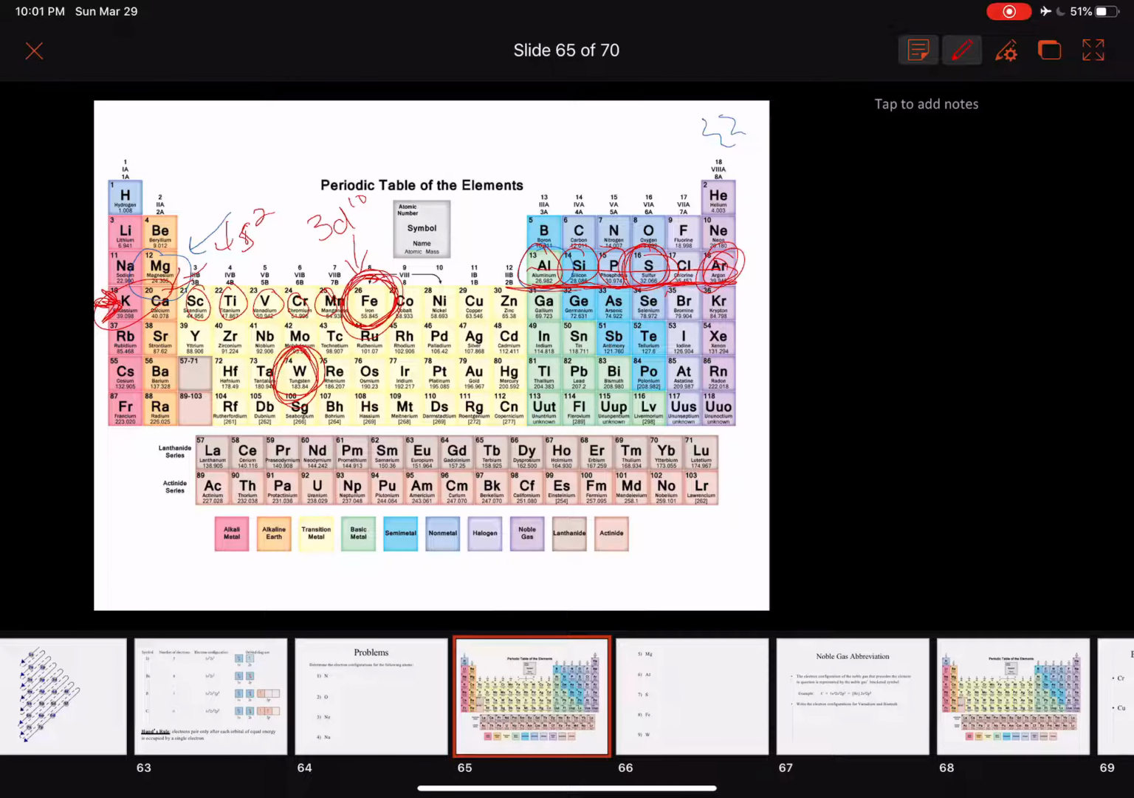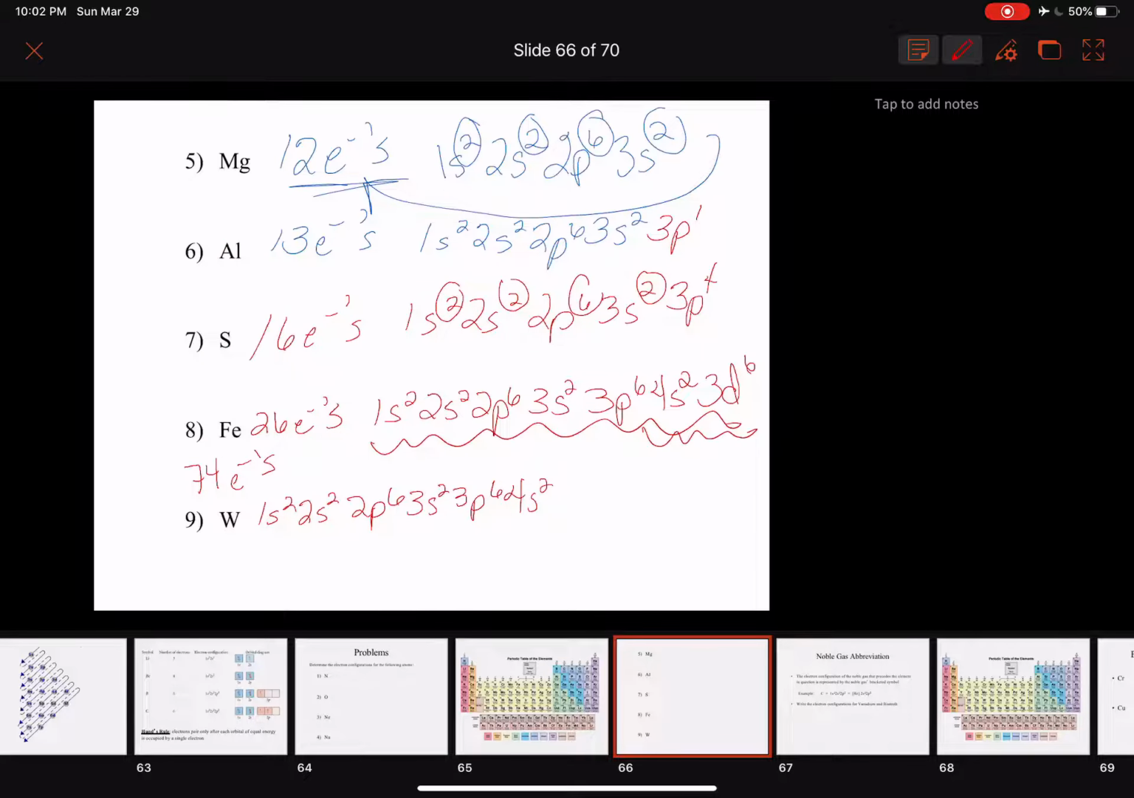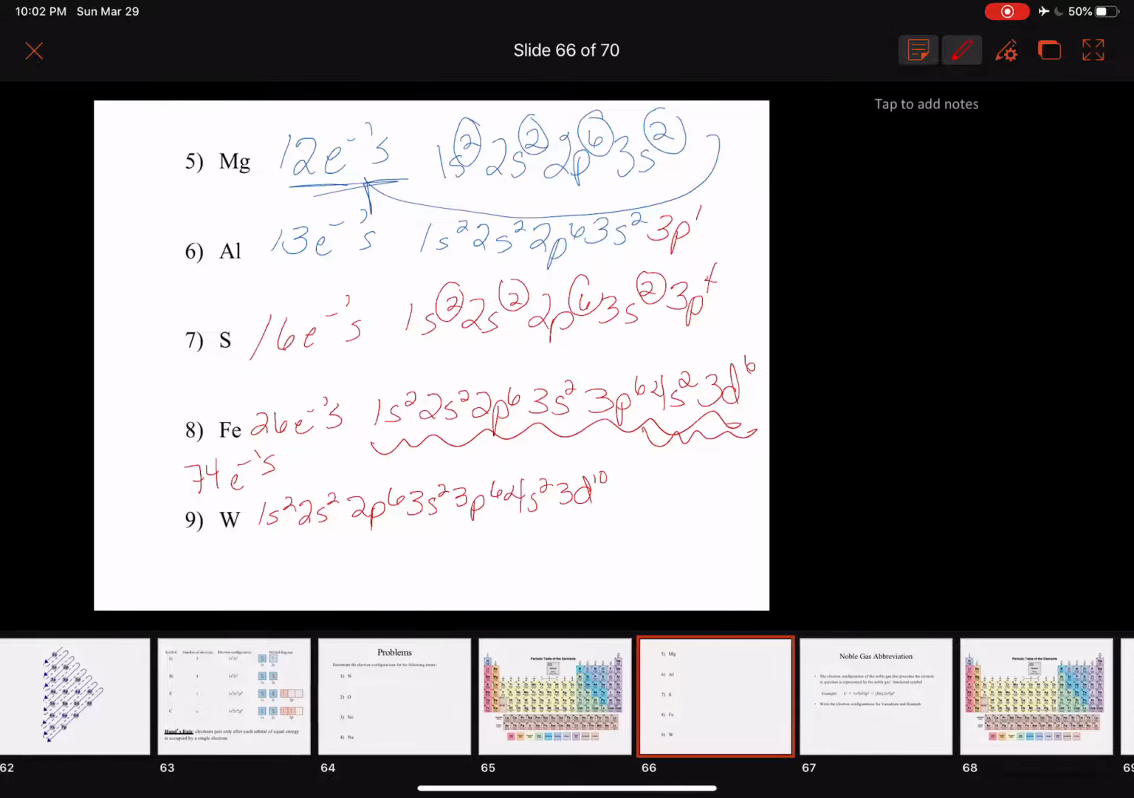Oh, I'm sorry. Iron was not 3d10. Iron was 3d6. My bad. Okay. So iron is 3d6, cobalt's 3d7, nickel is 3d8. Copper is 3d9 and zinc is 3d10, and we're not to tungsten yet, so we can go ahead and put 3d10.